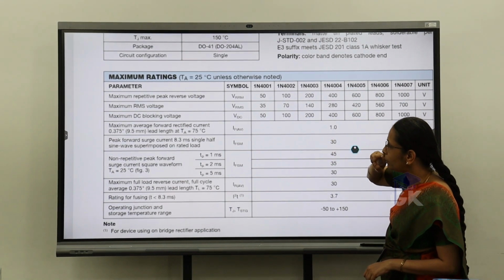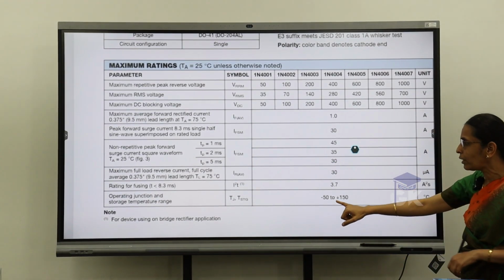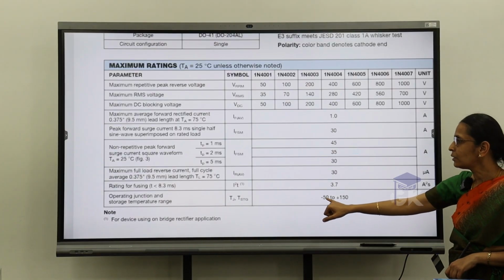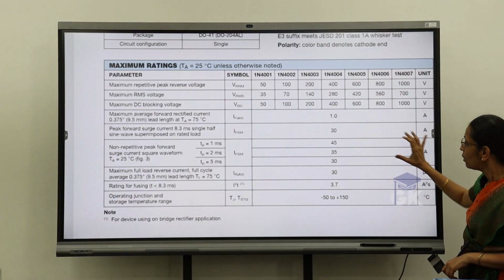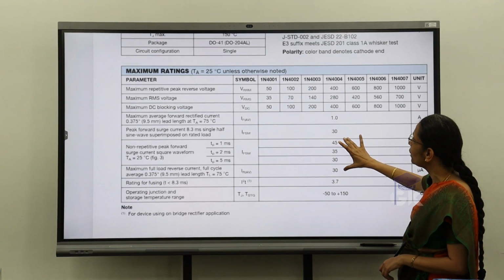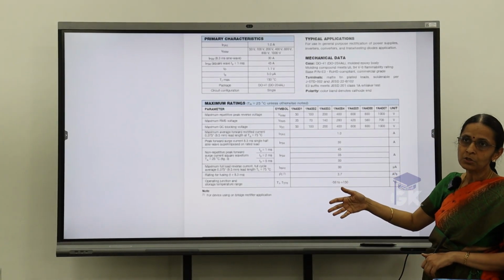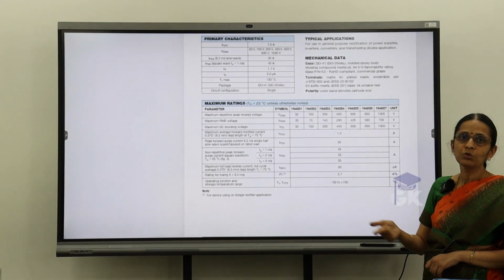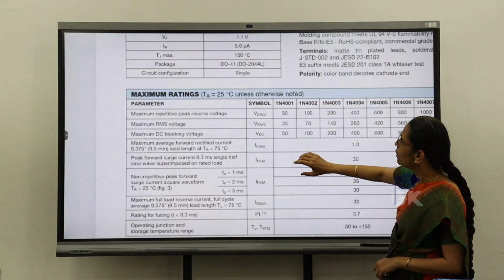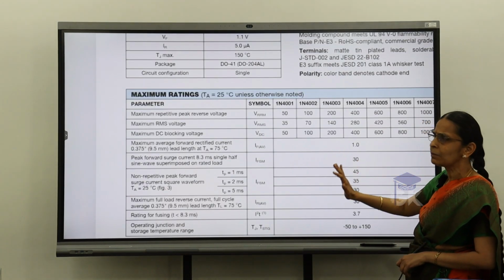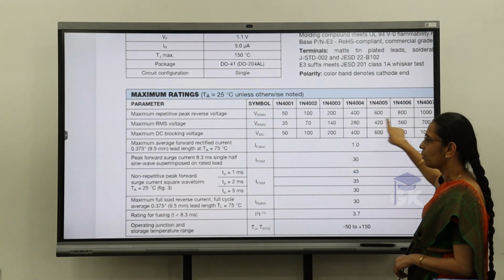Similarly, if I take my operating temperature, there was one question: what is the operating temperature range? This is basically from -50 to 150 degrees Celsius. All those details will be available in the data sheet. So you should also expose this to your students and make them use the data sheet. All the parameters will be visible here, and depending upon the experiment, those values can be taken. For us, only this much is required.